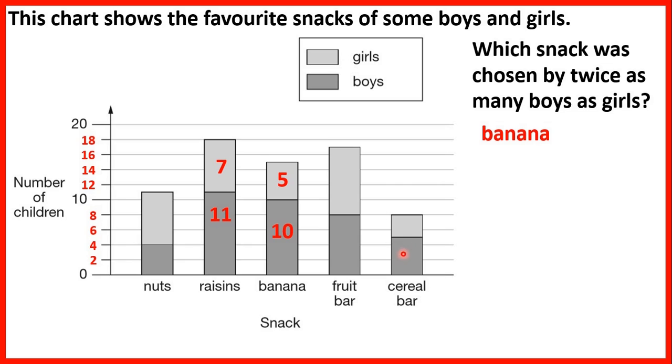The other bar that looks like boys might have about twice as many is the cereal bar. But if we look across, we can see that 5 boys chose the cereal bar and only 3 girls, because the total is 8 and 5 plus 3 is 8. But 5 is not twice as many as 3, because 2 times 3 is 6, not 5. So we can't have the cereal bar. Our answer must be the banana.